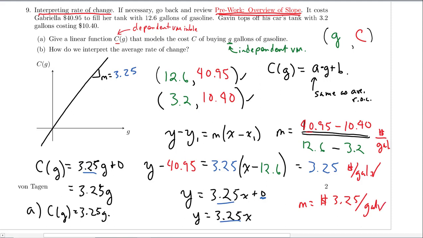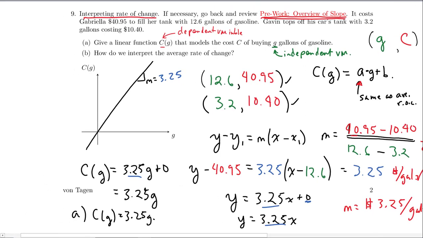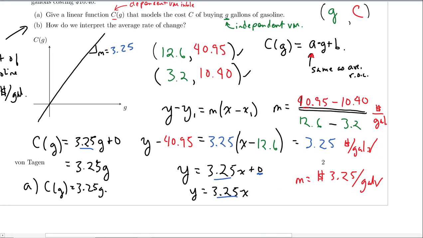And so I think that's really interesting to get an opportunity to see that the average rate of change for this function here, which is always just this a value in our linear model, has a realistic interpretation. It's the cost of the gasoline in dollars per gallon. So that would be our answer to B. I'm sorry, I've run out of room here, folks. But for B, we would say that this is the cost of the gasoline in dollars per gallon.